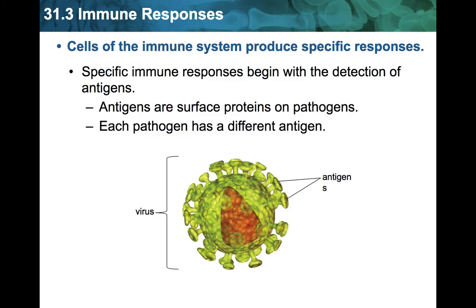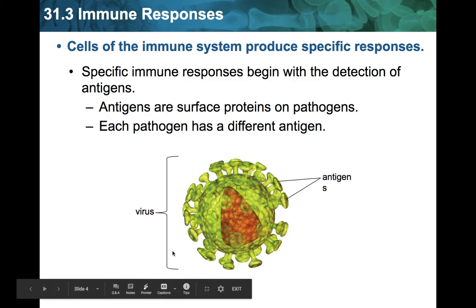Specific immune responses begin with the detection of antigens. Your body has to be able to detect what's itself and what's foreign first before it attacks it, because you don't want it to be attacking its own cells. Antigens are surface proteins on pathogens, and antibodies are what recognize those if your body has those antibodies for that particular pathogen. Each pathogen has a different antigen. These little guys are representative of antigens, and this whole thing is a virus.